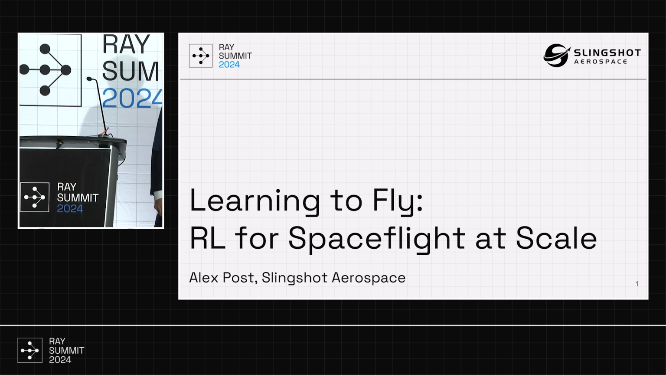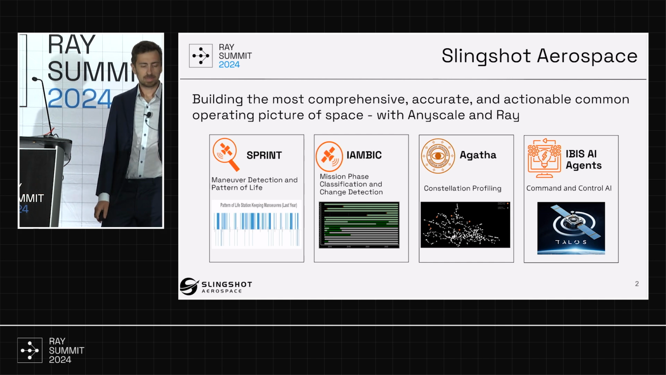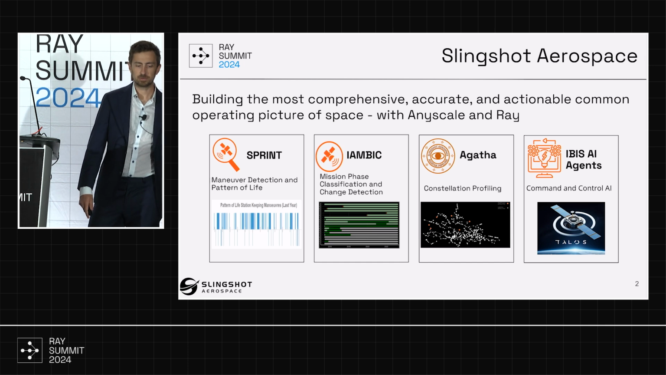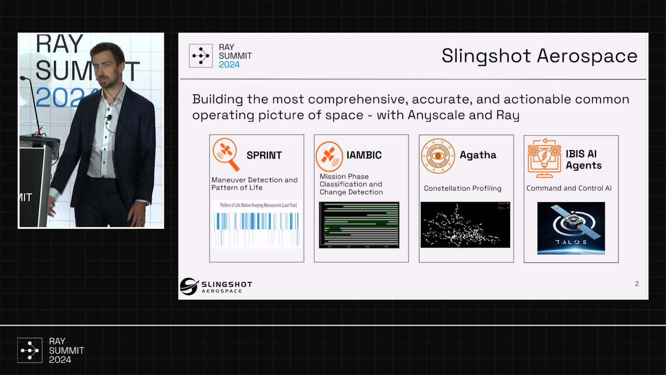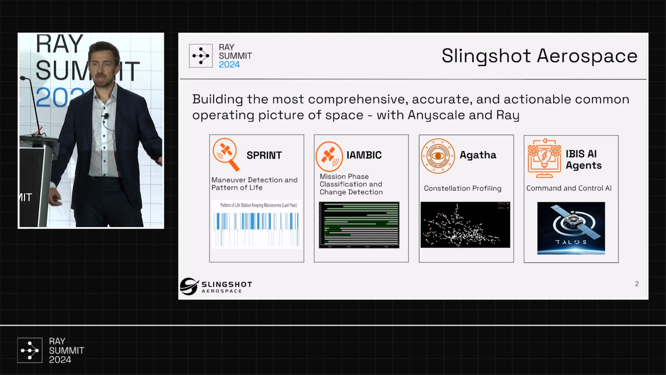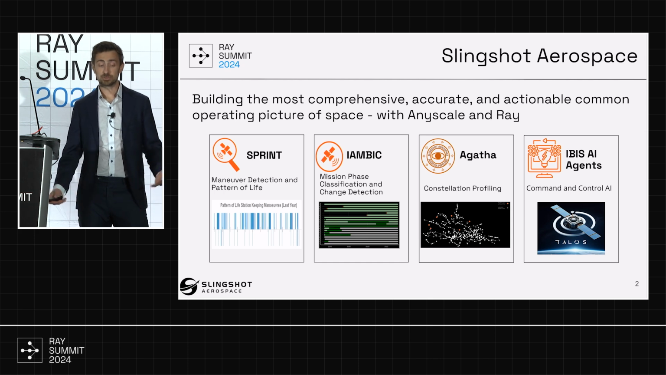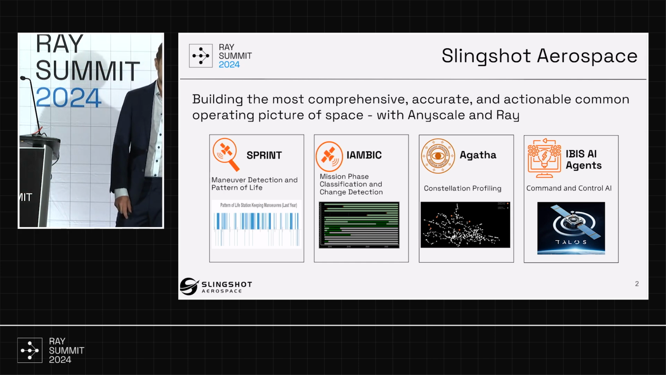A little bit about Slingshot. We have a couple different areas of pursuit that we're focusing on: classifying individual spacecraft, things like maneuver detection and pattern of life. We're also looking at interactions of spacecraft, detecting anomalous behavior or interesting behavior in satellite constellations. And then the stuff that I'm going to talk about today, which is the reinforcement learning.